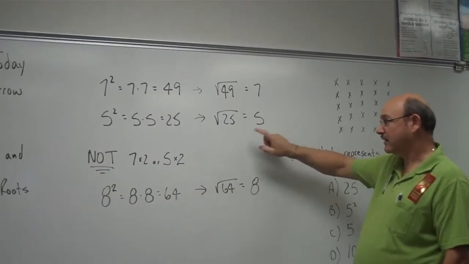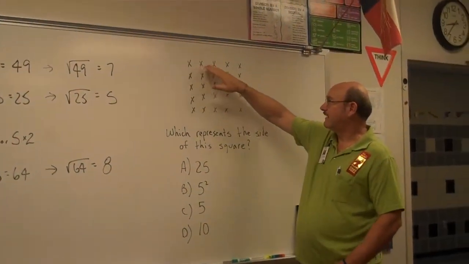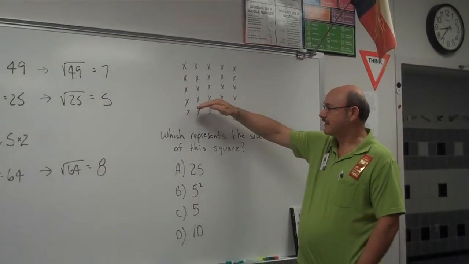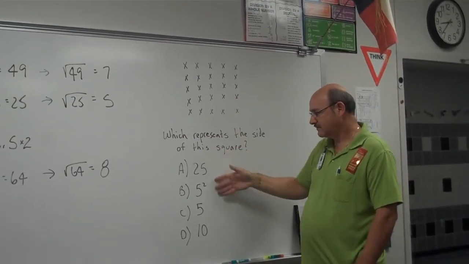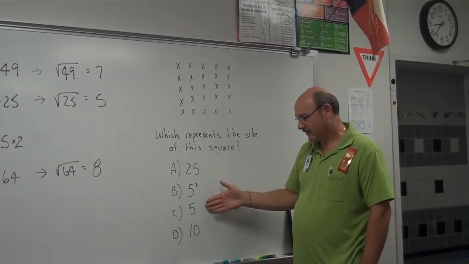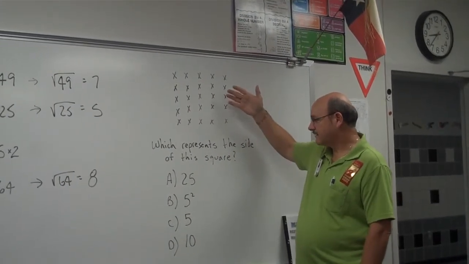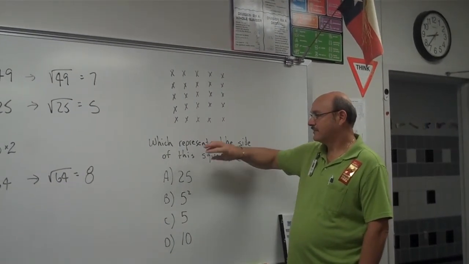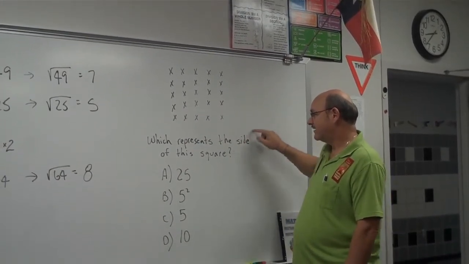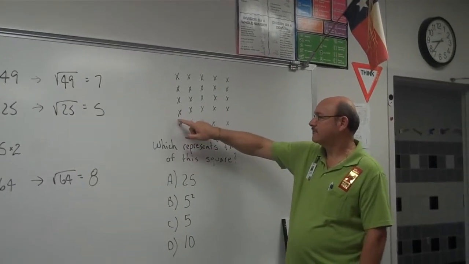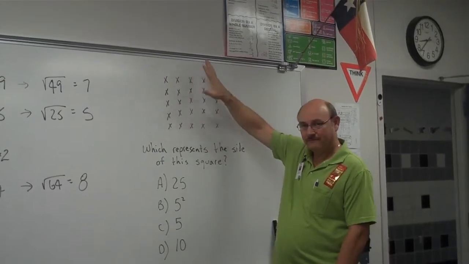year on square roots have to do with models, and this is like a model. This is showing 5 x's across and 5 x's down, and it's going to say, which represents the side of this square? And it gives you choices: 25, 5 squared, 5, and 10. Well, our square is 25, so we're saying, okay, what's 25? No, because we need to read the question carefully. It says, which represents the side? The side. So how many are on the side? 1, 2, 3, 4, 5. So the sides are 5.